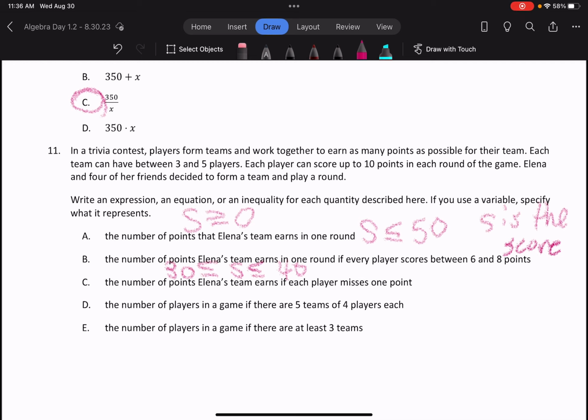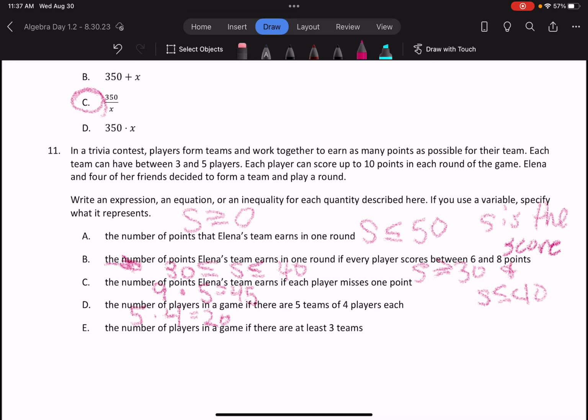So if you were to write it as S is greater than or equal to 30 and S is less than or equal to 40, that would also be fine. A lot of times when we're saying an and statement, it's true for both, we can write it like this. All right, letter C says the number of points Elena's team earns if each player misses 1 point. So if each player misses 1 point, that means each person scores 9 points, and there's 5 people, so that would be 45. And then letter D, the number of players in a game if there are 5 teams of 4 players each. So if there's 5 teams of 4 players each, that would mean that there are 20 players.